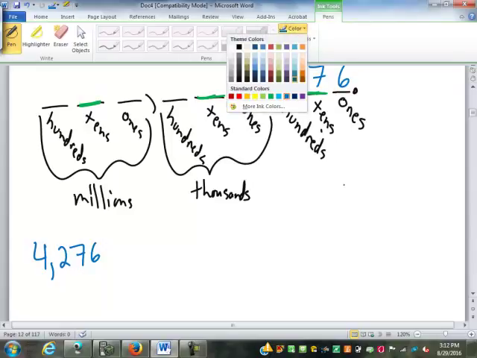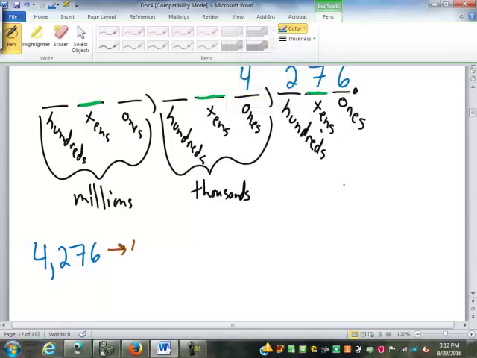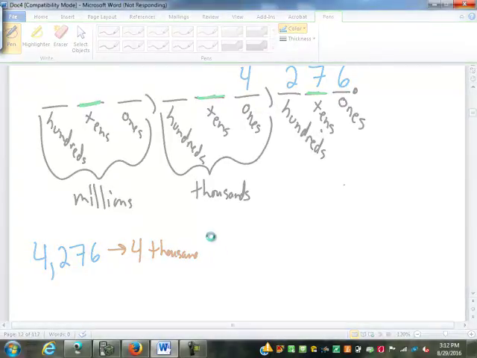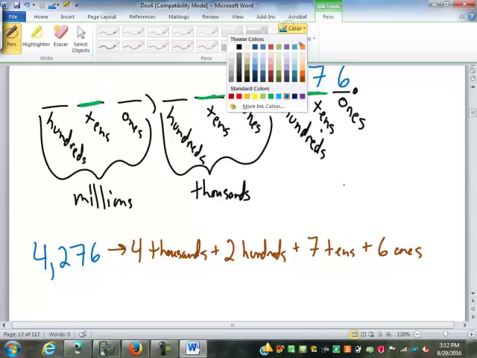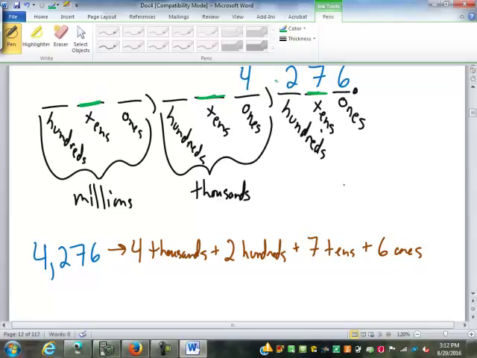The full number looks like this. 4,000s and 200s and 7 tens and 6 ones. A lot of you have probably seen that described as the expanded form of the number. And it's really just the full form of the number. We abbreviate it like this because the location in there tells us what its value is, because we know those place values.